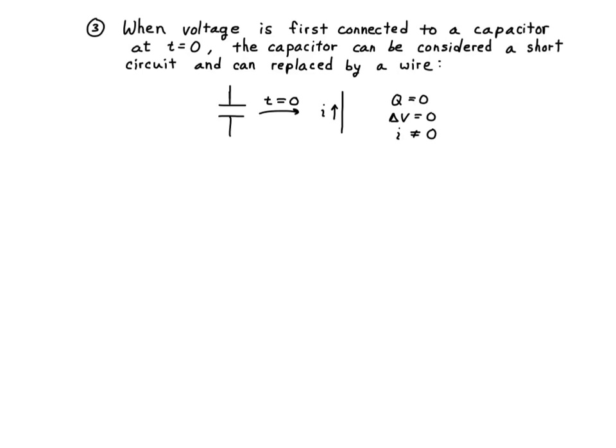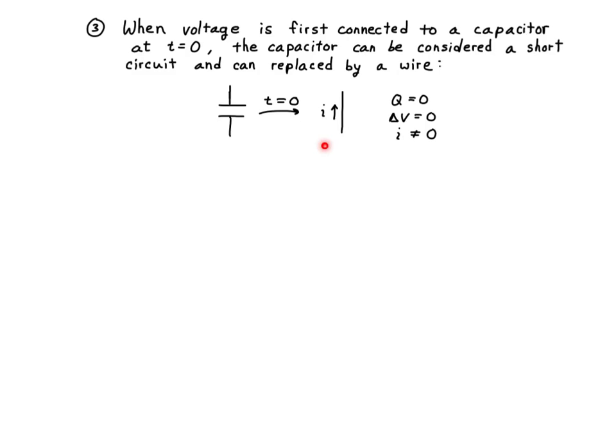There are a couple more things we should know about capacitors. When you first connect the voltage to a capacitor, the capacitor can be replaced by a short circuit. That is, it can be just replaced by a straight line. This only occurs at the moment you put voltage onto the capacitor, because at this moment the capacitor hasn't been charged, so there's no charge. Q equals 0. The voltage drop, since there's no charge, is also 0, but the current will not be 0. So only at t equals 0, when you first put voltage on a capacitor, can you replace the capacitor by a simple line.